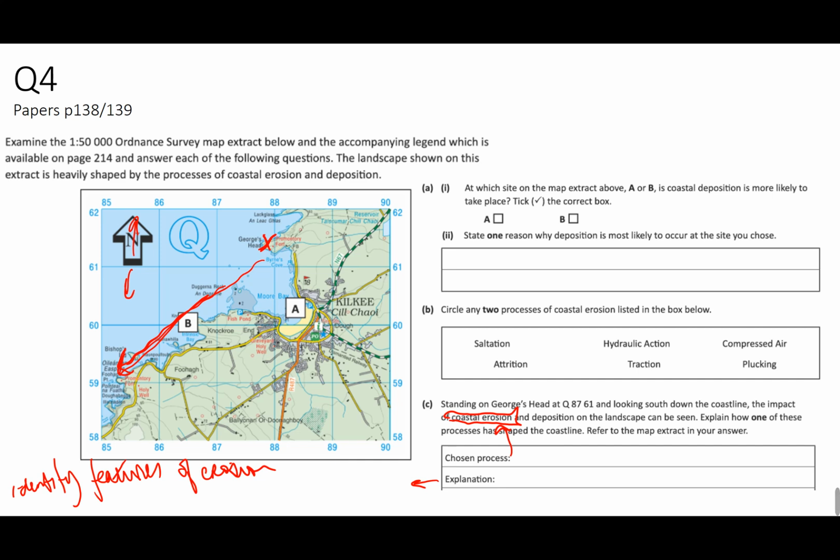Now, it's not enough just to say I see these features of erosion, because in your papers, I've just chopped off this bit here. There's about 12 lines to fill. Okay, so once you've identified the features of erosion, you then state that they would have been formed by processes of erosion.